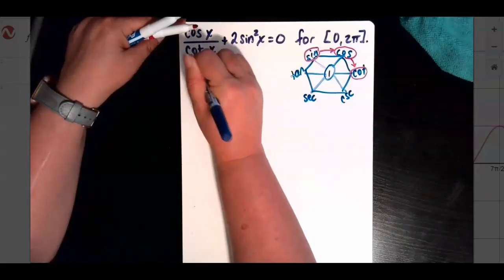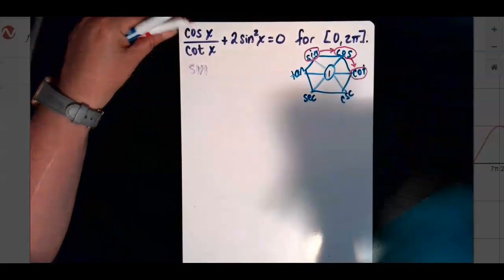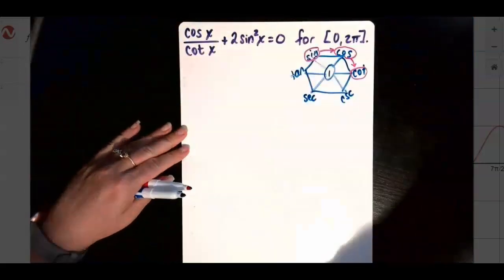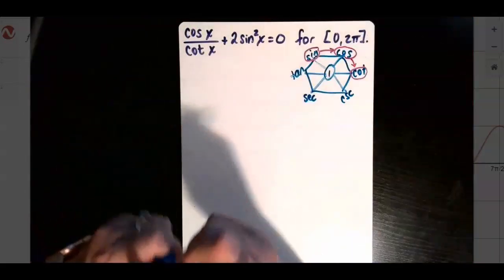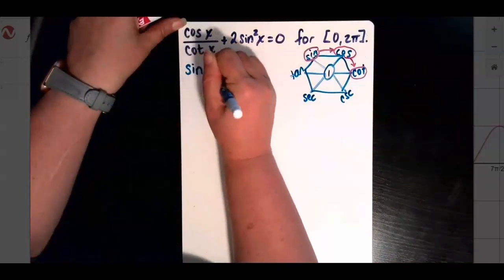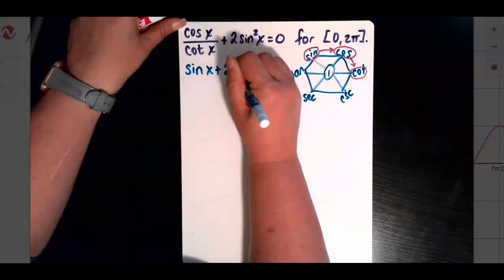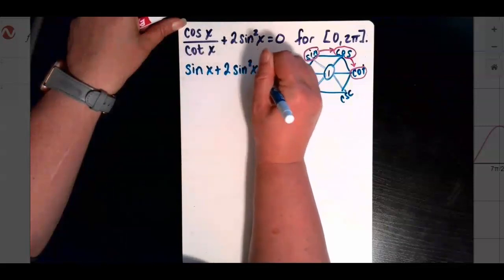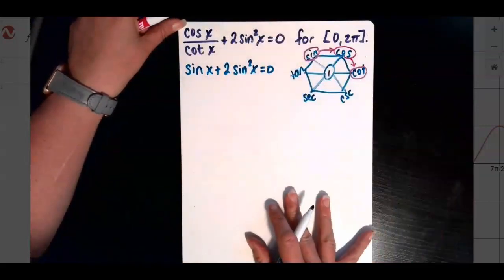So that means we can replace cosine divided by cotangent with the sine. I think my marker's about to die here. We'll switch colors. So let's try blue instead. So that will be the sine of x plus 2 sine squared x is equal to 0.